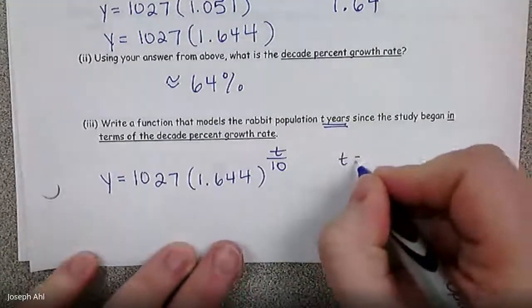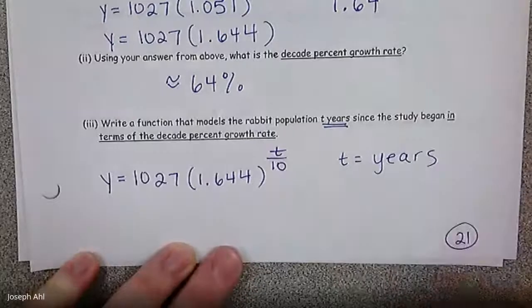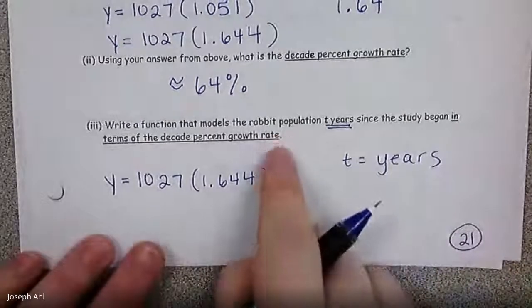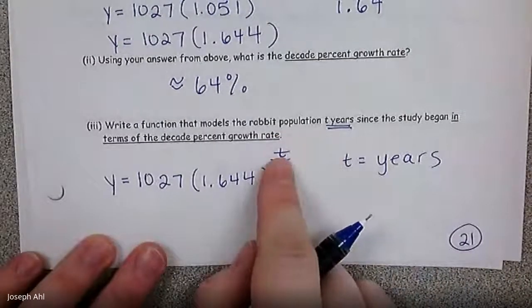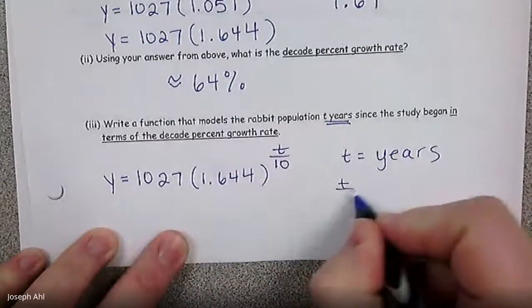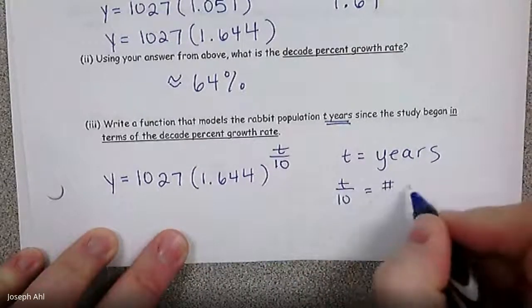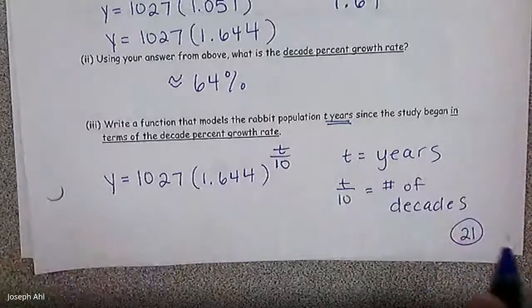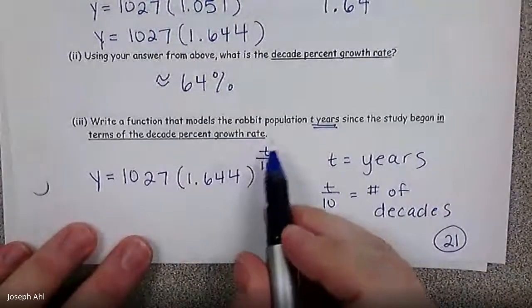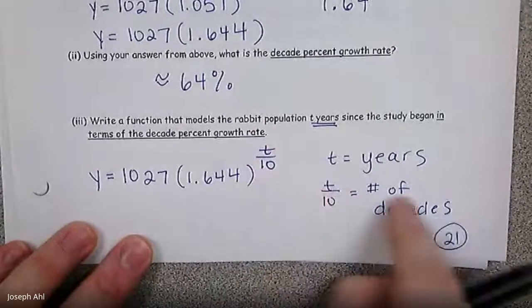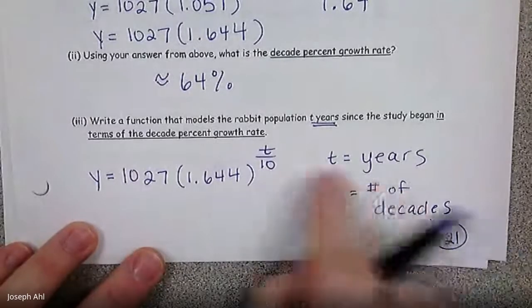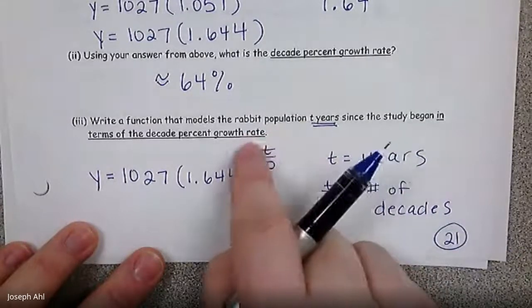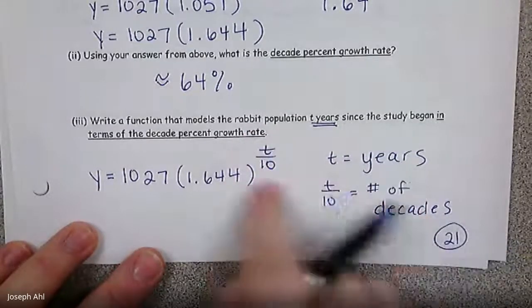T is still time in years. So if you wanted to figure out what the rabbit population is in 3 years, you'd plug in 3 for T there. But notice how T divided by 10 is the number of decades. So when I plug in 10 here, 10 over 10 is 1 decade of growth. If you were to plug in 20 years later, 20 over 10 is 2 decades of growth.